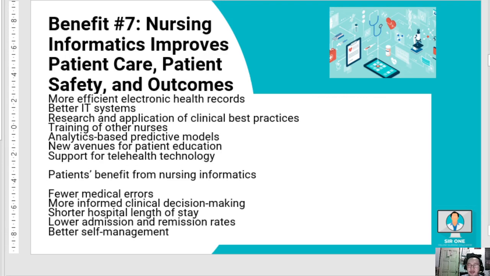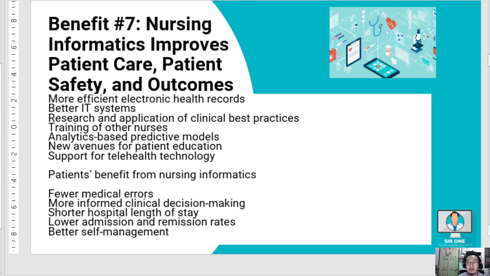Then number 7, informatics improves patient care, patient safety, and outcomes. As I mentioned repeatedly, this is of course one of the main concerns, one of the main effects of nursing informatics: improvement in patient care, safety, and outcome. So listed here in this presentation are some of the improvements in patient care and safety.